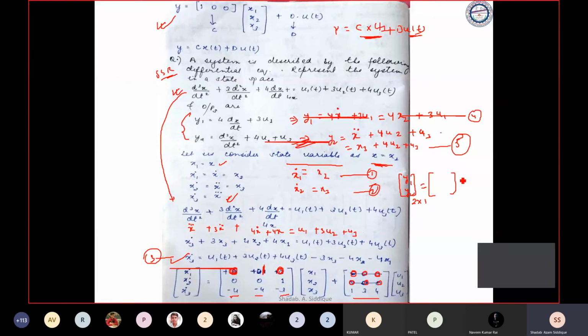So we have the matrix written as x1, x2 and x3, and we can write it in terms of this C matrix. What should this be? Y1 is given as 4x2, so it should be 0 4 0. And from the fifth equation we have only x3, so we write 0 0 1. Now we'll write for u1, u2 and u3. So what should be the D matrix?